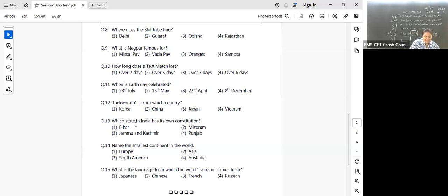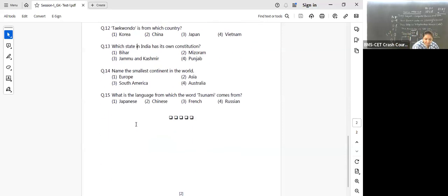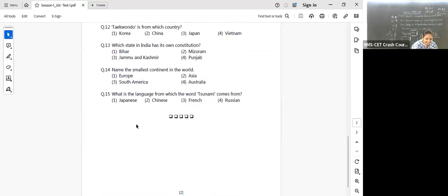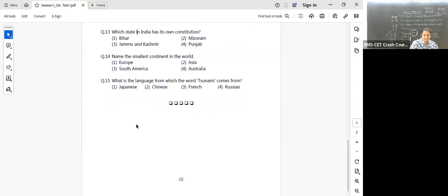Okay, next one. Taekwondo is from which country? Korea. No, Japan. It's Korea. Now they all look the same. Korean, Japanese, Chinese, all look the same. But then they have different cultures. Which state in India has its own constitution? Jammu and Kashmir. Online, very good. It's Jammu and Kashmir. What are we fighting for? Next one. Name the smallest continent in the world. It's Australia. Good.